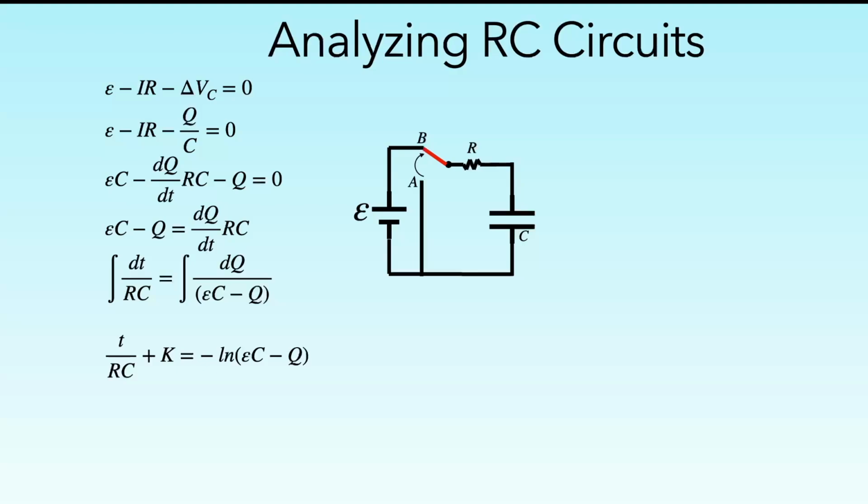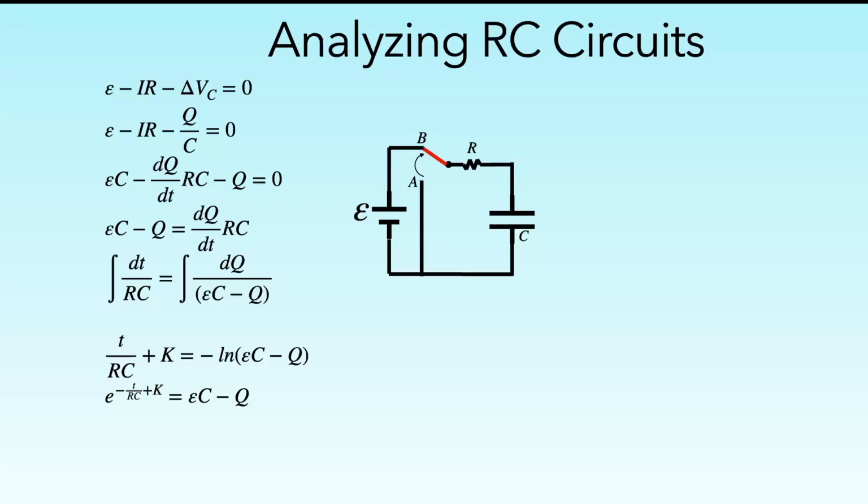So I need a negative sign out there. Then I'm going to do e to the left, e to the right, and I'm going to switch that negative sign over to the left, and you end up with this. E to the negative t over RC plus constant equals EC minus Q.